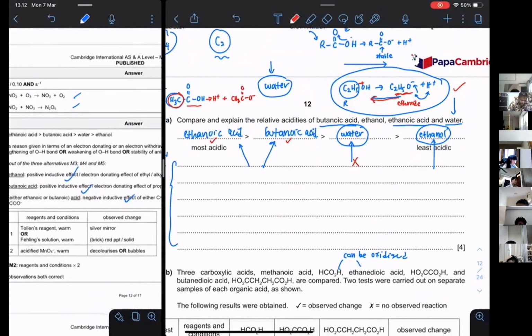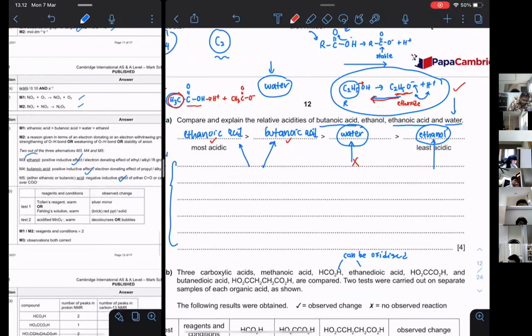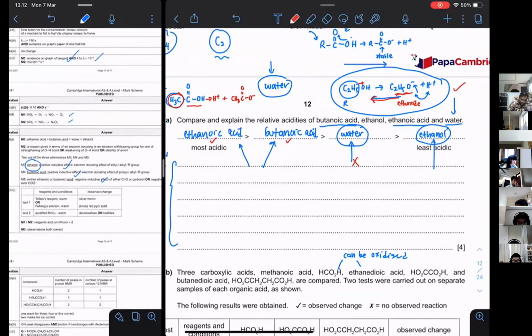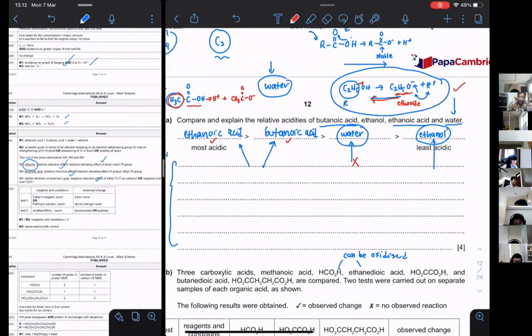That is the part that you can see over here in the marking key: positive inductive effect, electron donating effect. You just mention that, so that one is done.